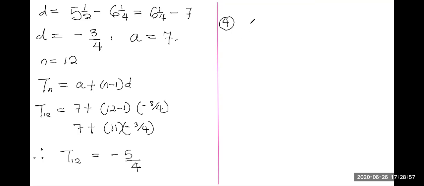As long as this formula is involved, you can be asked to find the terms, which is Tn. You can be asked to find the first term, which is A. You can be asked to find the number of terms, or you can be asked to find the common difference. All right, let's look at this example to close this episode.